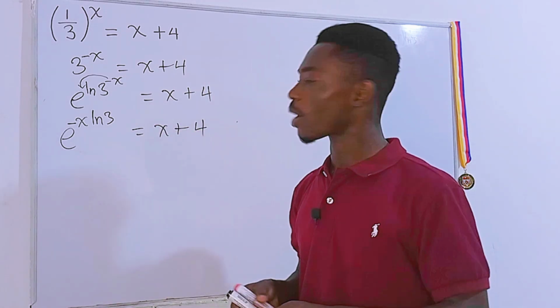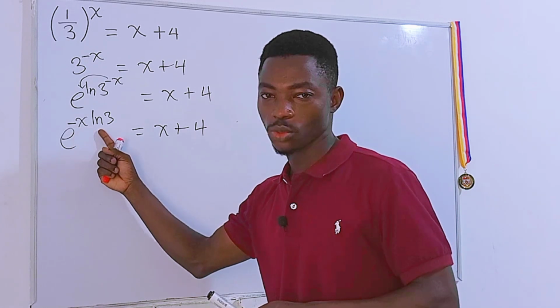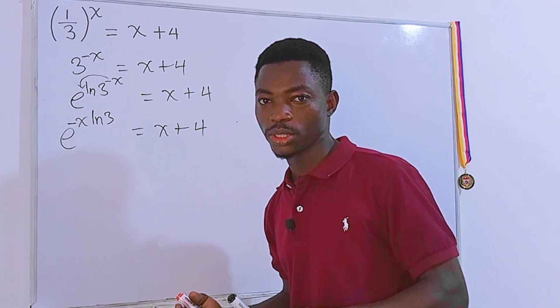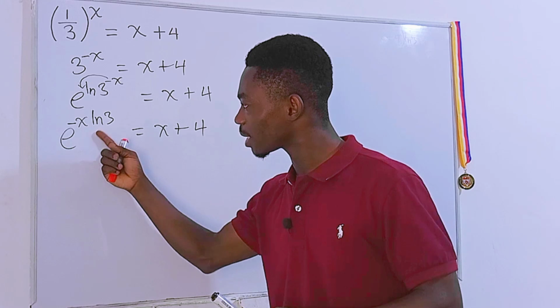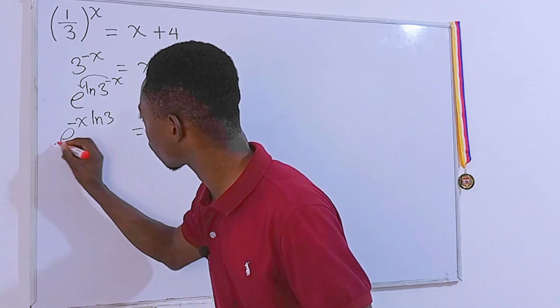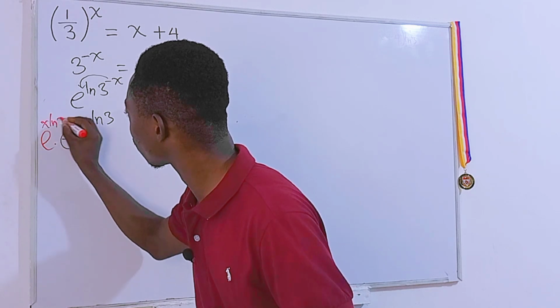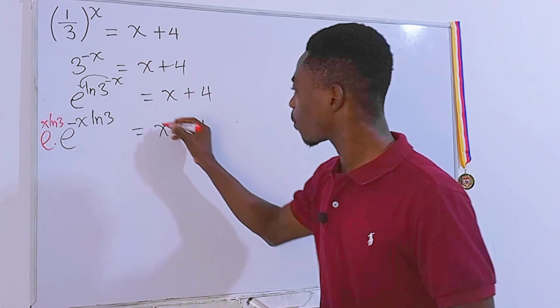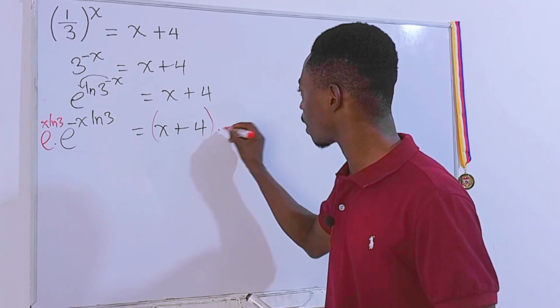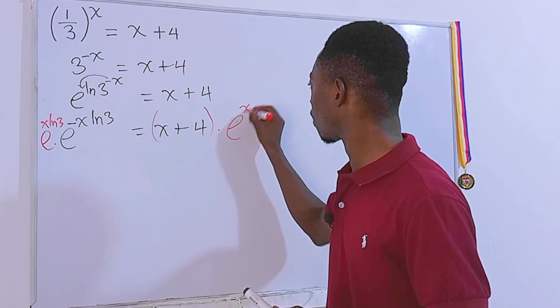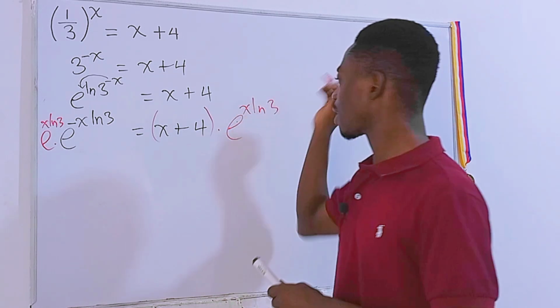Now sometimes if you are working with negative powers just like this one, it becomes a little bit difficult. So I'm going to make this one positive by multiplying each side of the equation by e to the power x ln of 3. And remember, in equations, whatever you do to the left hand side, you must do the exact same thing on the right, just like that.